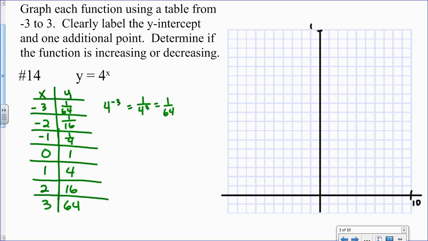This is 1/8. Okay, so I'm going to graph these points. So -3, and then 1/64 is really small, so I'm close to this x-axis. I'm going to try to get as close as I can here, because 1/16 is also really small. And so is 1/4.